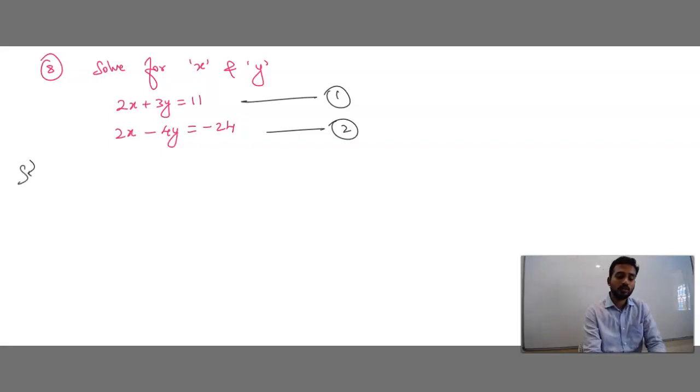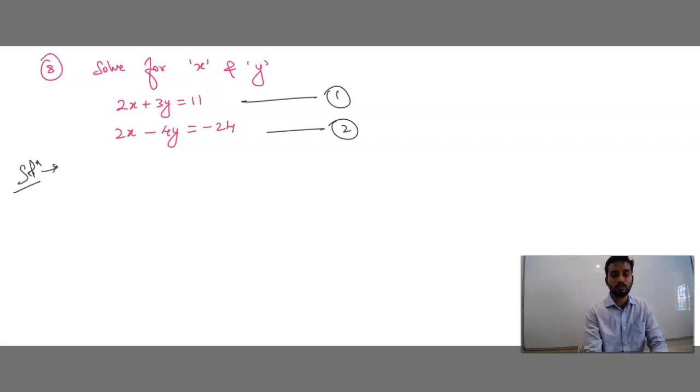Children, one thing we can see here: to solve this type of equations, we have different methods, like the substitution method, elimination method, reducible form method, and cross multiplication method. Is this clear? You can use any method, your wish. They may give you a question like this, solve for x and y, without mentioning any particular method. So we can use whichever method we find convenient.